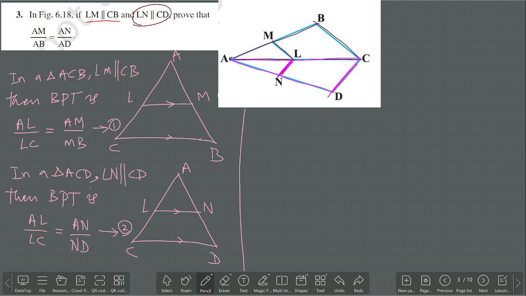Anything same? Left hand side is same. Have you noticed it? What is the left hand side in the numerator in result 1? AL. Here there is an AL. Here there is an AL. Here there is an LC. Here also there is an LC.